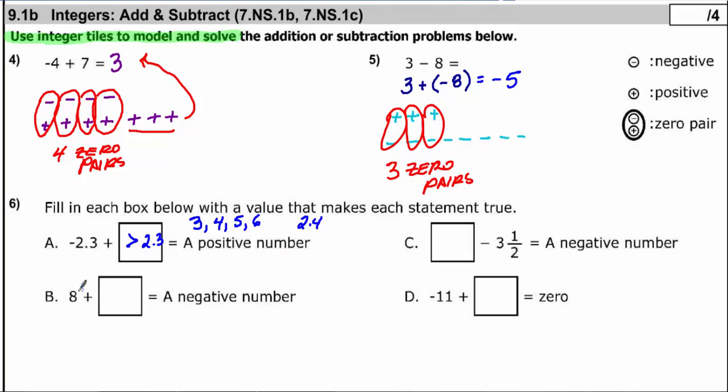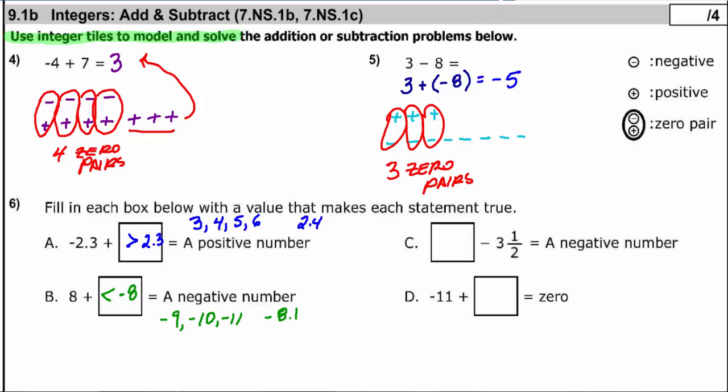Letter B, we have 8. We need to add to it to make a negative number. Well, you could add -9. You could add -10. You could add -11. You could actually add -8.1. We basically need any number that is less than -8.